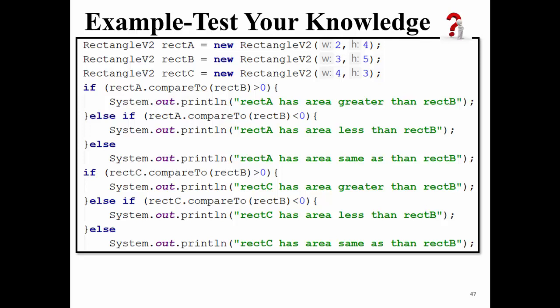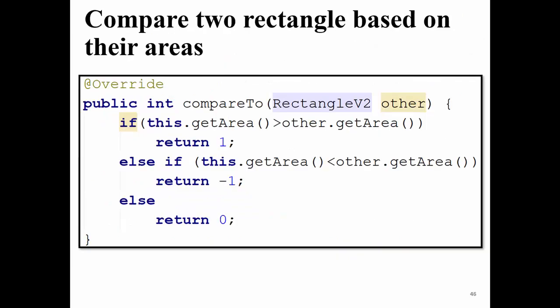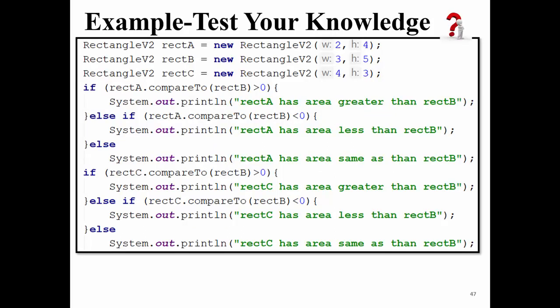Now, let's test our knowledge on these examples. We define these three rectangles, A, B, and C, and we use compareTo. What do you think the output from the first if-else statement is? Is rectangle A dot compareTo rectangle B greater than 0? We look at the compareTo implementation on the previous slide. The compareTo implementation focuses on the area. So, is the area of A greater than the area of B?